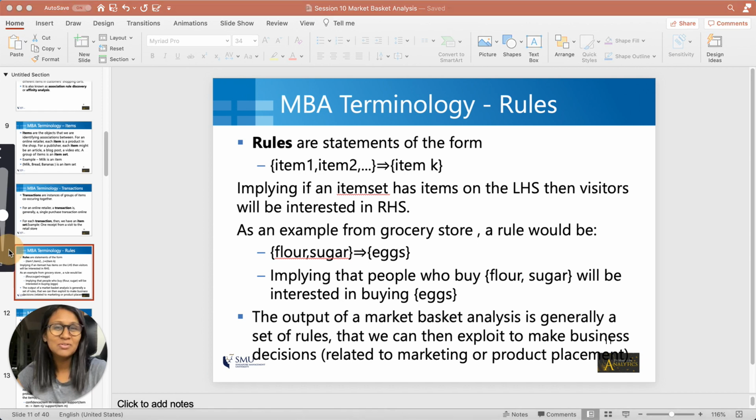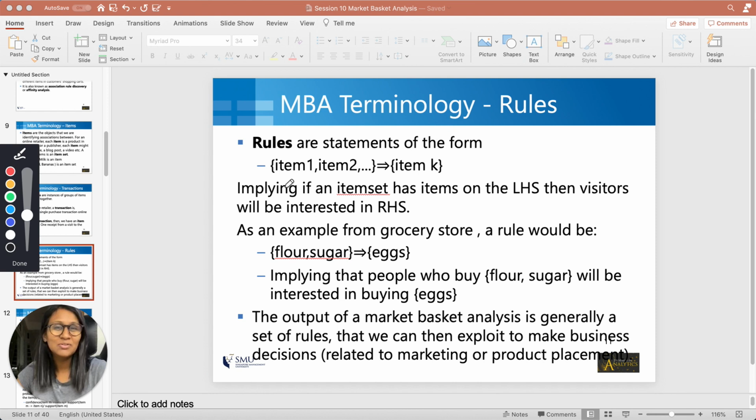The next important concept is referred to as the rules. Now, the rules are simply the output of the technique. So let's look at what the output will look like and what it is that we are focusing on when analyzing the output of market basket analysis.